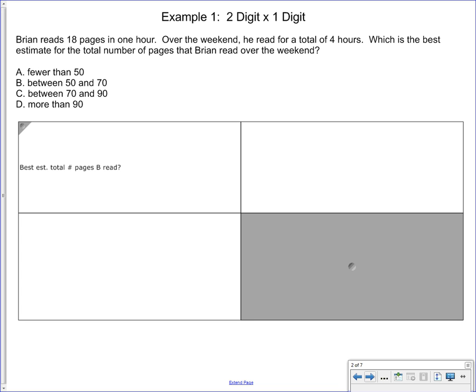Okay, so we're going to reread our problem, set up our details. So Brian can read 18 pages in an hour, and he read for 4 hours. We want to know what's the total. So I'll go ahead and write this down, because I've got 18 repeated over and over again.